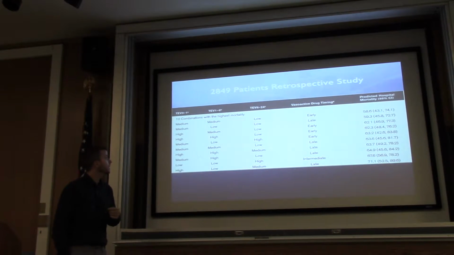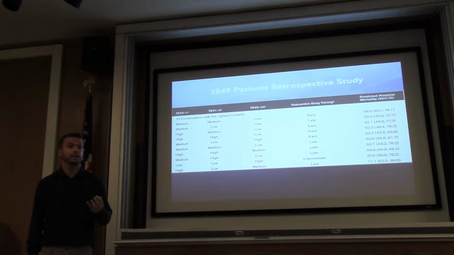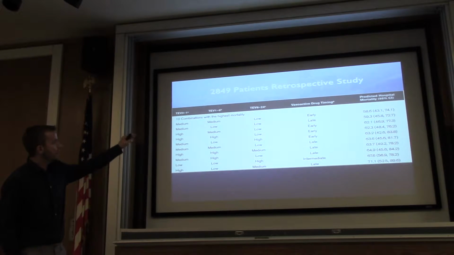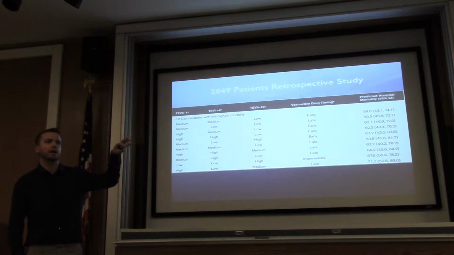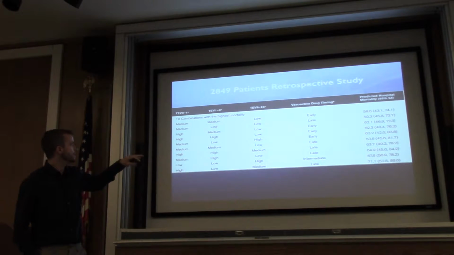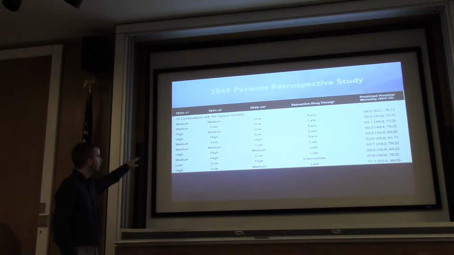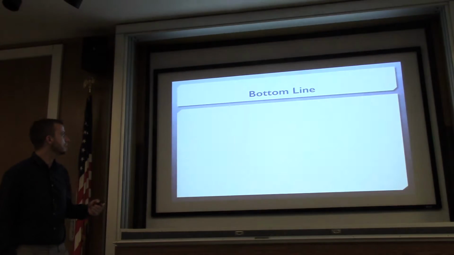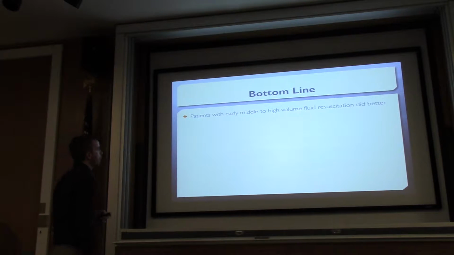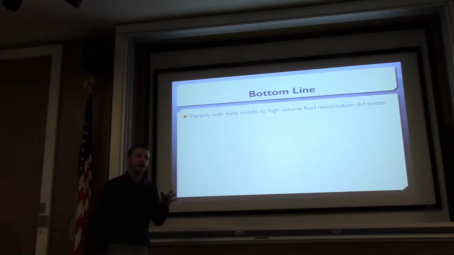And then you look at the 10 combinations with the highest mortality. And you can start seeing that early vasoactive, late vasoactive really overtakes that when it talks about the highest mortality. And you start seeing more of these lower fluids in here. And so their conclusions were that patients with an early, middle to high volume.